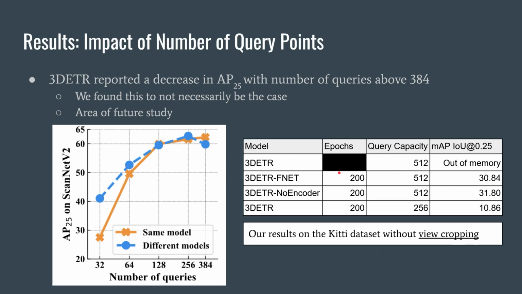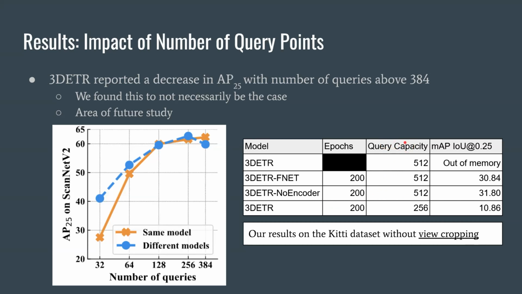But we found that in the case of KITTI without view cropping, the query capacity and the number of query points was very important. 3DETR actually ran out of memory at 512, but FNet and no encoder both greatly increased in accuracy in mAP, sorry. And this is something that should maybe be studied in the future.